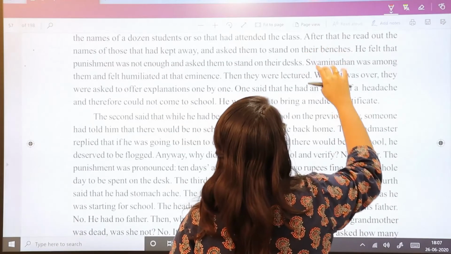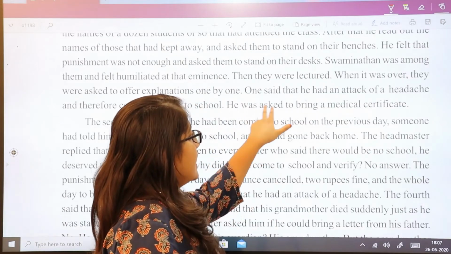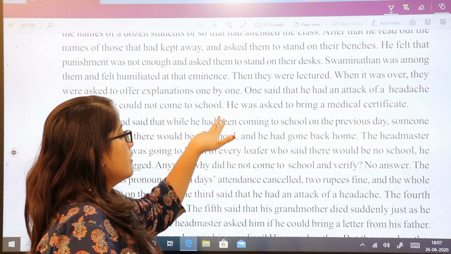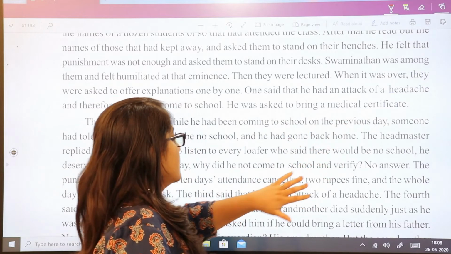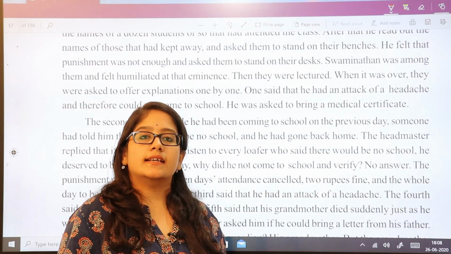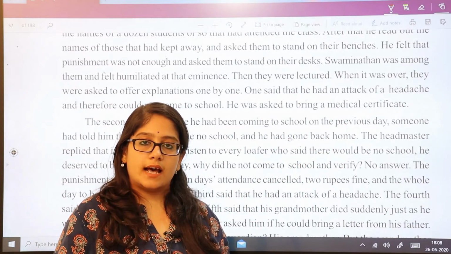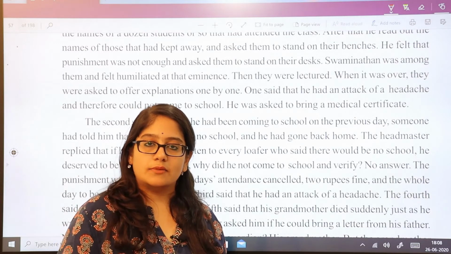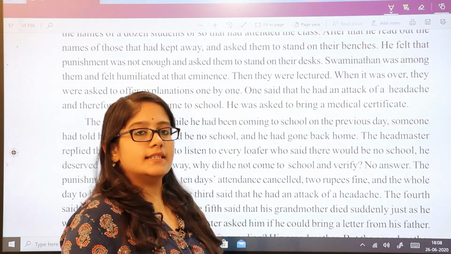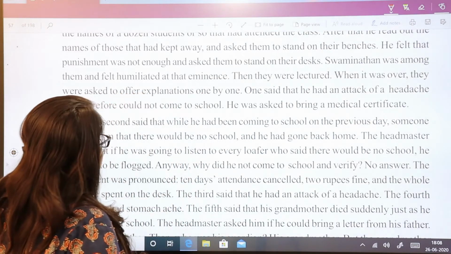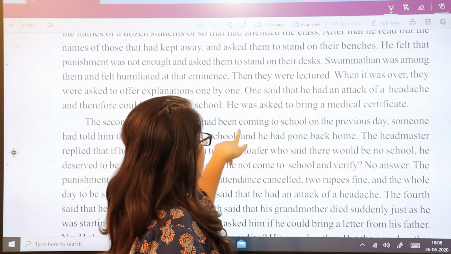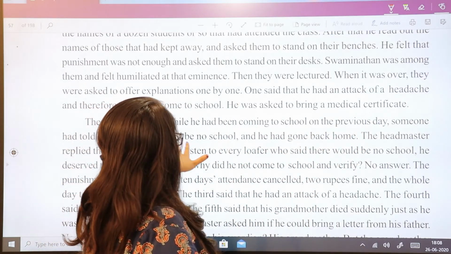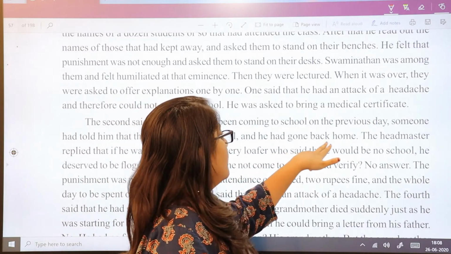Let's see what reasons they give. One said that he had an attack of headache and therefore could not come to school. He was asked to bring a medical certificate. So one of the students says that he was not able to attend the class the previous day because he had a headache. So the headmaster asked him to bring a medical certificate as proof. The second said that while he had been coming to school on the previous day, someone had told him that there would be no school and he had gone back home.